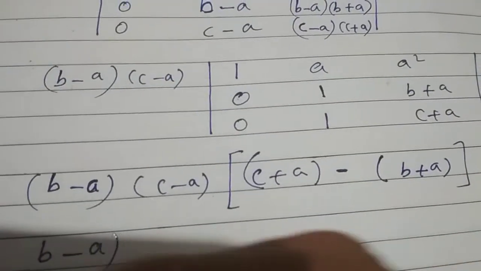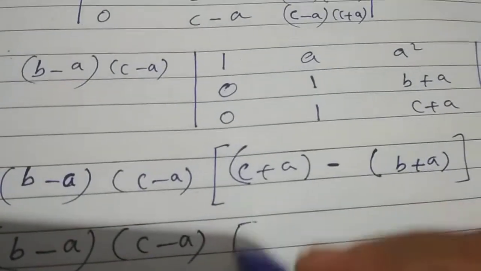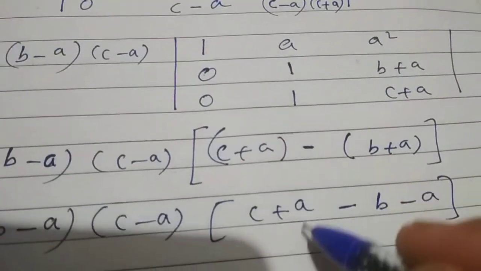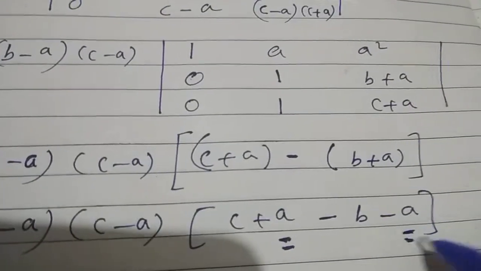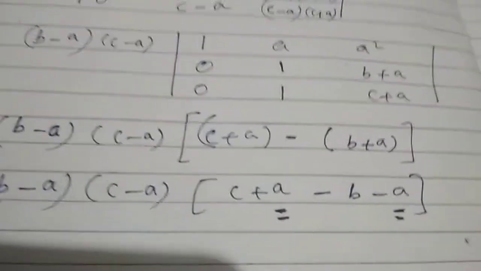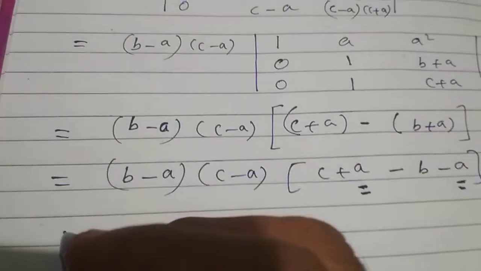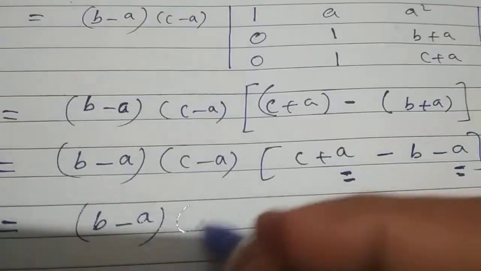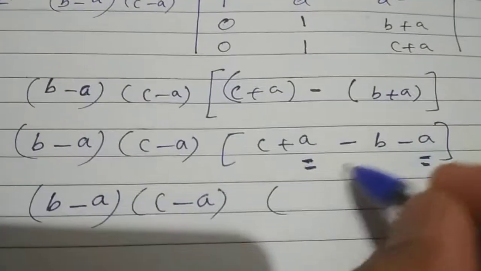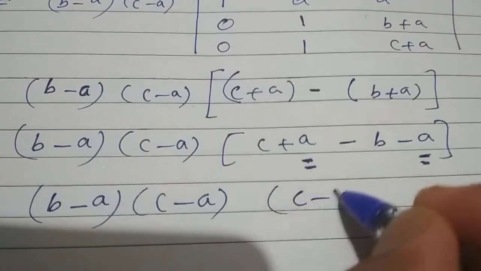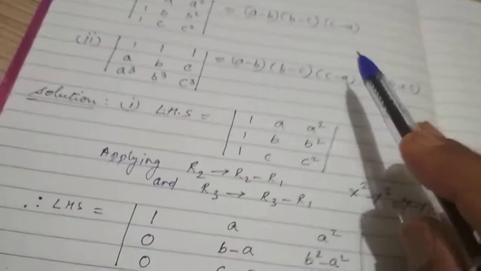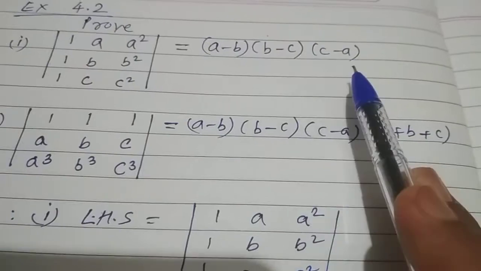So b minus a, c minus a, c plus a minus b minus a. Here this a and this a will get cancelled on account of opposite signs. So I'll get c minus b. So b minus a, c minus a, and here c minus b. So all terms we have obtained will match. We have to get a minus b, b minus c, and c minus a.